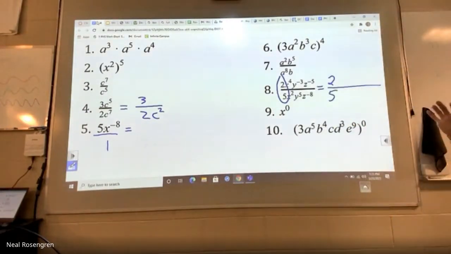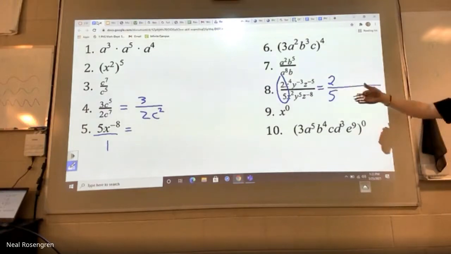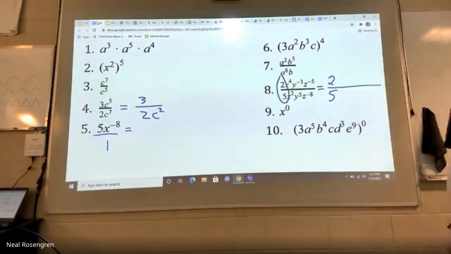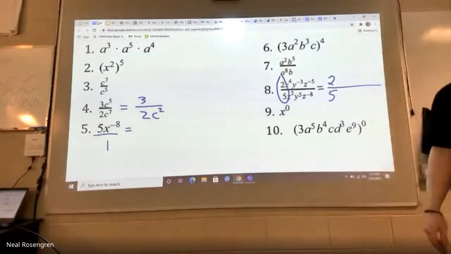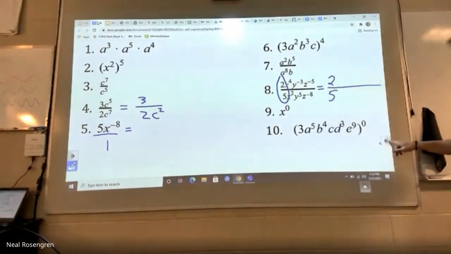Nothing changes about them because I can't simplify that fraction. So you have a coefficient of 2 on top, and then whatever variables happen to be up there. Coefficient of 5 on the bottom, and then whatever numbers happen to be down. So just leave the 5 right there. Leave the 5 just like that.